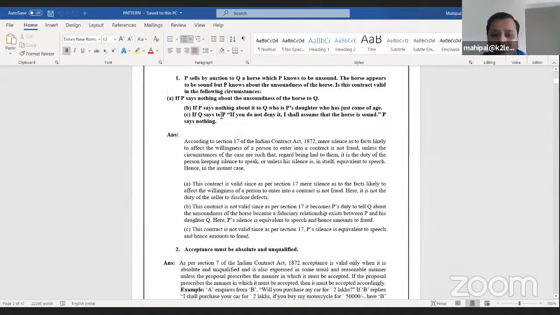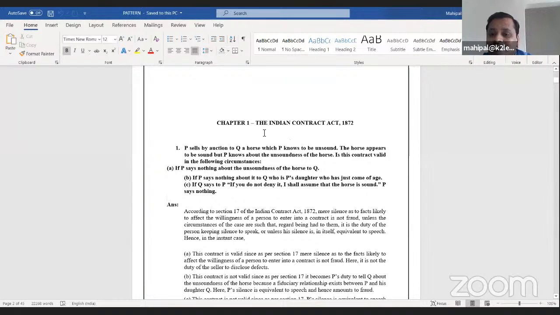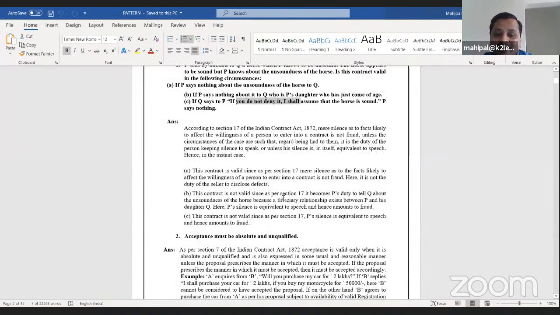ABC. These are the three questions. See here. A, valid. B, void. C, void. Okay. B is void on what ground? A is valid, absolutely understood. B, if P says nothing to Q, yes, fiduciary relationship. And C is void on what ground? Where silence is equivalent to speech. Superb. Can we move on?